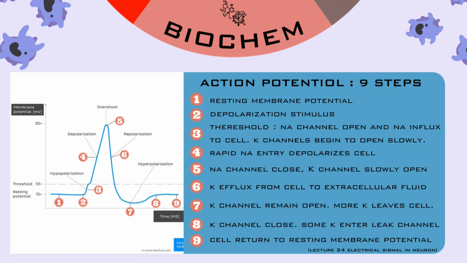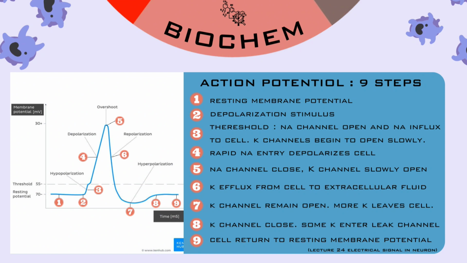There are 9 steps in action potential of neuron. First is a resting membrane potential, which usually at negative 70 mV. The second step is depolarization stimulus occur. And next, the sodium ion channel in membrane of neuron will open, and sodium ion from surrounding cell will enter and depolarize this neuron cell until it reaches the threshold, which around negative 55 mV. At the same time, the potassium ion channel begin to open slowly.